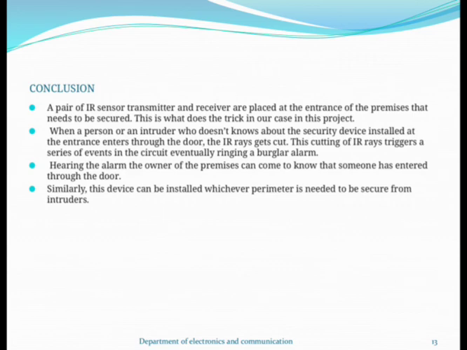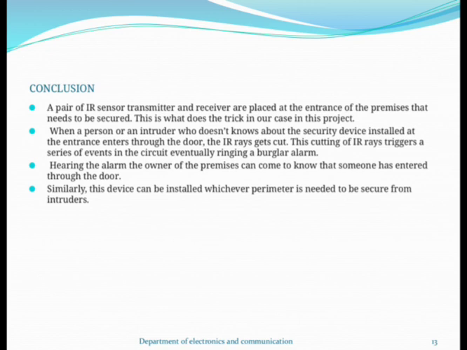Conclusion. A pair of infrared sensors, a transmitter and a receiver, are placed at the entrances of the premises that need to be secured. When an intruder who doesn't know about the security device installed at the entrance enters through the door, he cuts the infrared radiation transmitted from the transmitter to the receiver. This cutting of the infrared ray triggers a series of events in the circuit. Eventually, it starts the ringing of the burglar alarm.